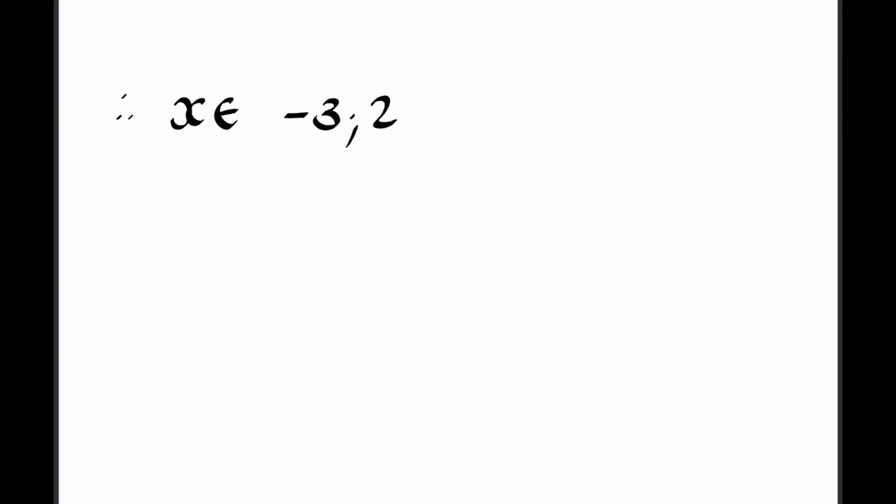But it says greater than 0. It doesn't say greater than or equal to 0, which means that I put round brackets. That's the one way to write it. Alternatively, we could write it in an inequality, -3 < x < 2.